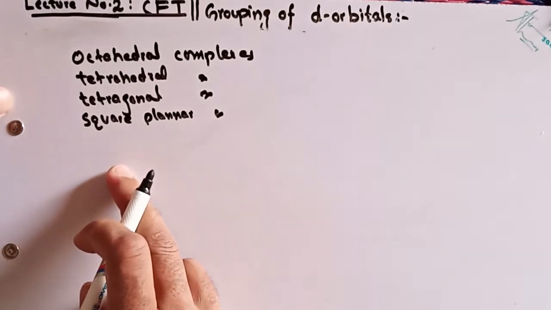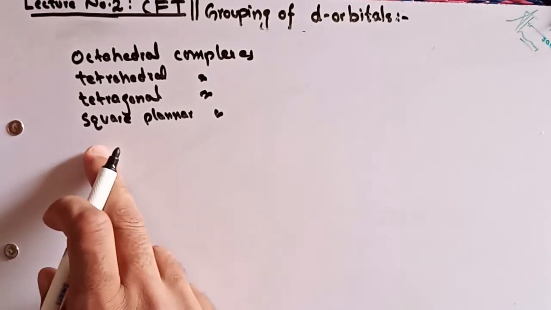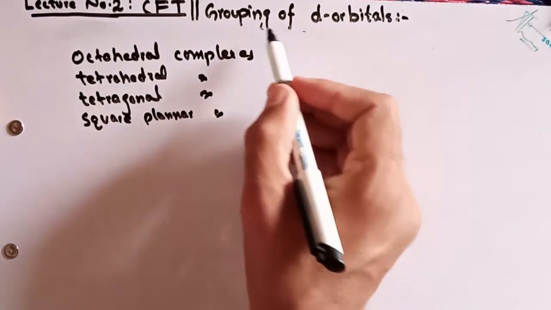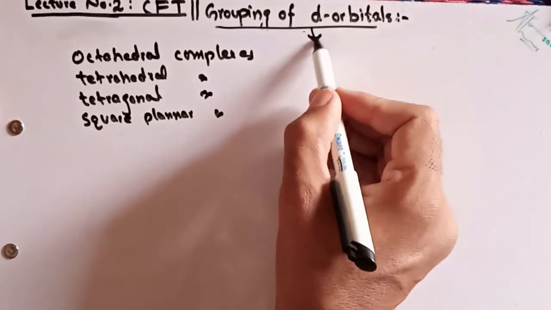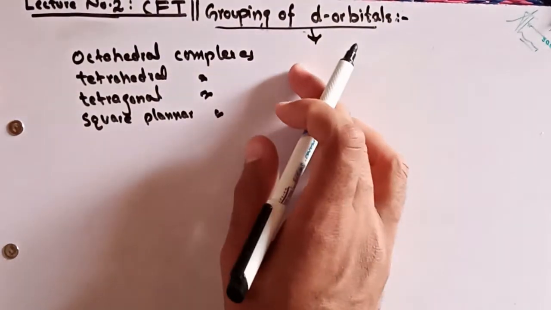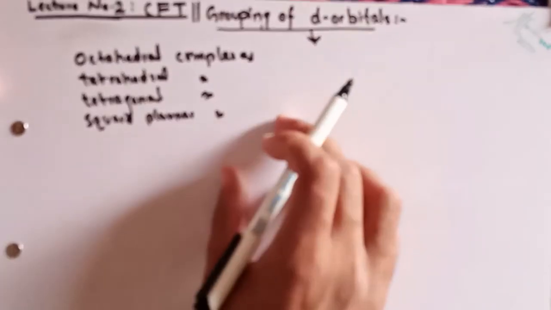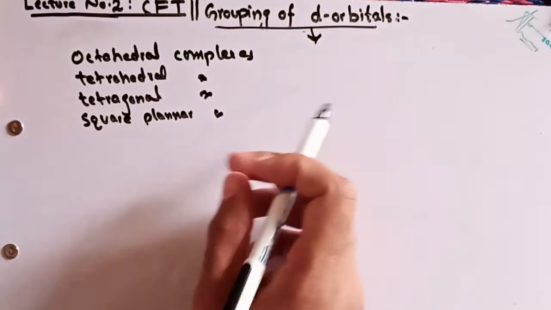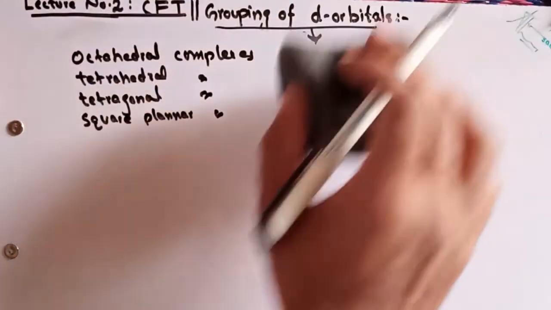These different geometries form in crystal field theory due to the splitting of d orbitals, due to the grouping of d orbitals. How will the grouping of d orbitals occur? In today's lecture, I will explain what is meant by grouping of d orbitals.